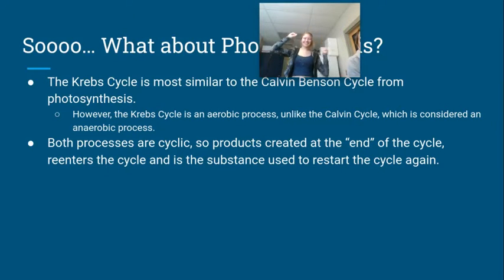So, how does this relate to photosynthesis? So, cellular respiration is basically just the inverse of photosynthesis. But the process in photosynthesis that is most similar to the Krebs cycle would definitely be the Calvin Benson cycle, because they're both cyclic and they are the closest to each other. However, the Krebs cycle is an aerobic process, unlike the Calvin cycle, which is considered anaerobic.